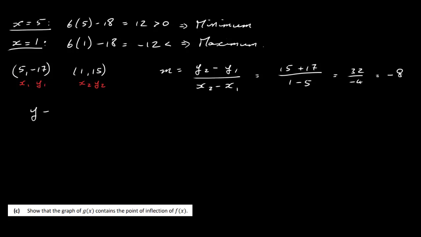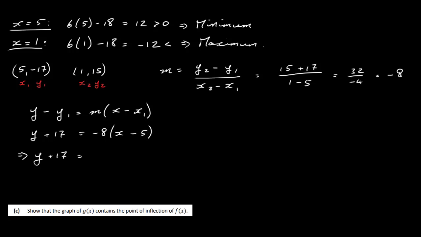So we need to put all our information into this equation here. So let's pick, well, we pick this one here, I think. You have a choice of points. So it's going to be y minus 17, so that's y plus 17. Y minus minus is plus. You've got minus 8 here, and you've got x minus 5. Let's just work that out. So we've got y plus 17 is equal to minus 8x plus 5 eighths 40.